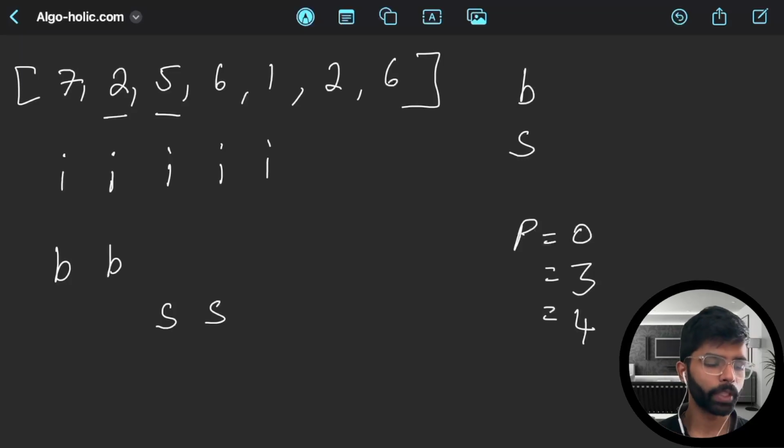So the profit becomes 4. We move I. Now we found a value which is less than B. So what do we do now? We found a better buying price, so we move the value of B. The profit is still going to be 4, by the way. Now let's move I again.